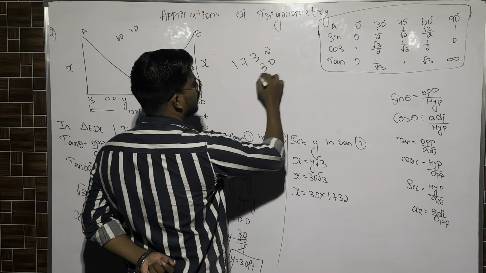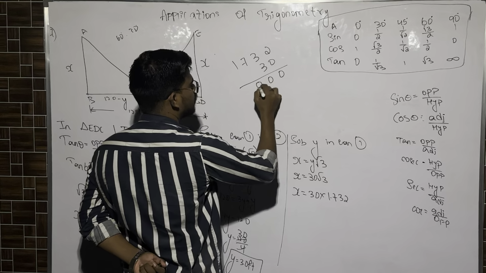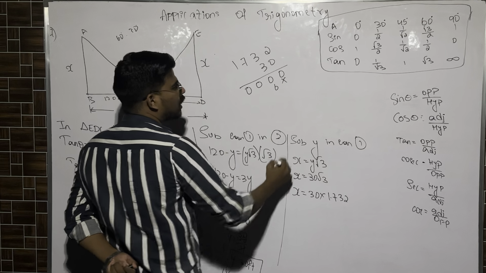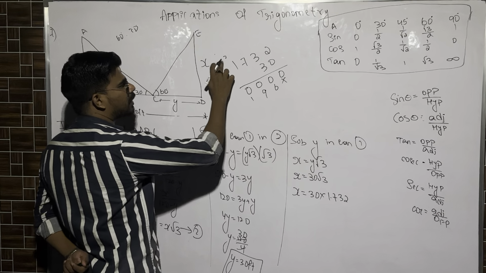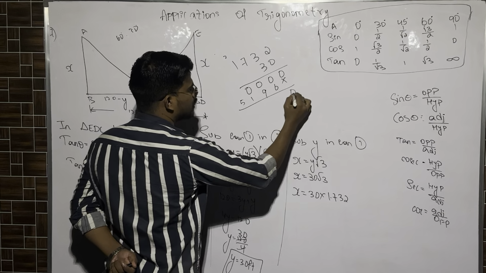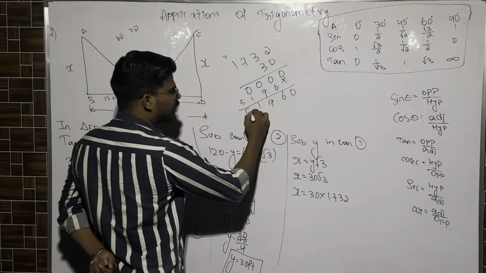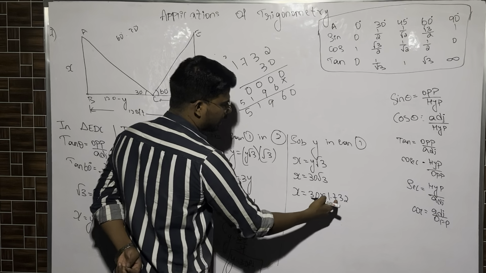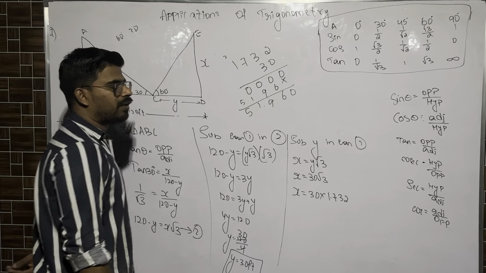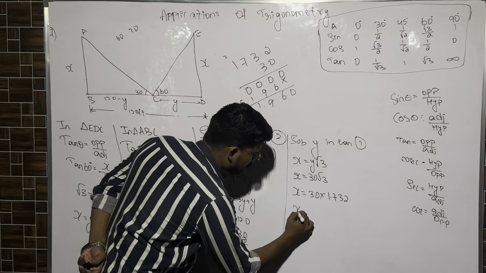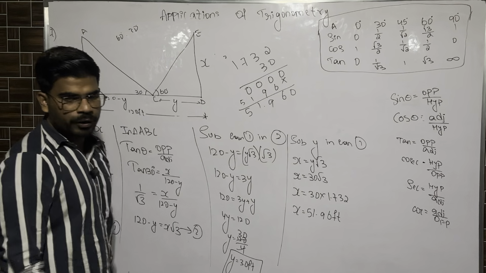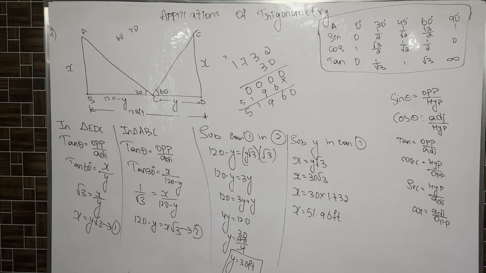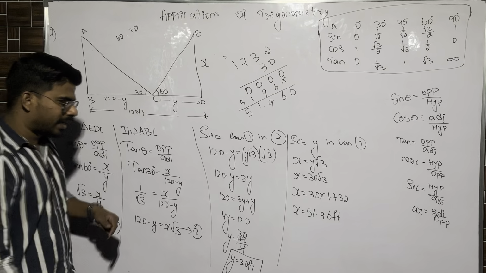1.732 into 30. 0, 0, 0, 0. 3 2s are 6, 3 3s are 9, 3 7s are 21, 3 1s are 3 plus 2. So after the decimal, 51.96. X is equal to 51.96 feet. Is this the final answer? No. We also have to calculate. We got x, so we'll write it in statement form.